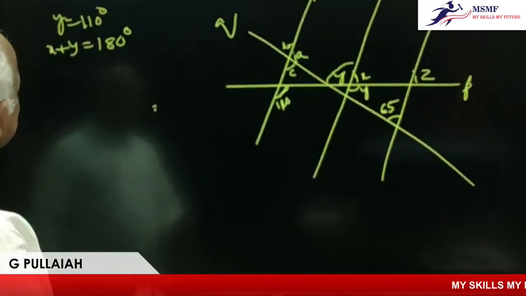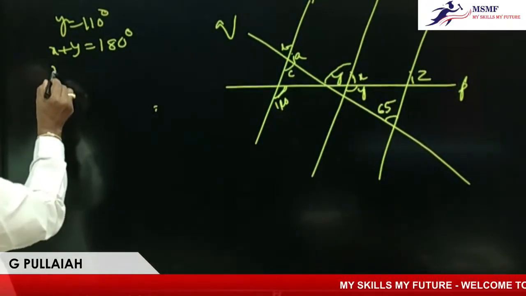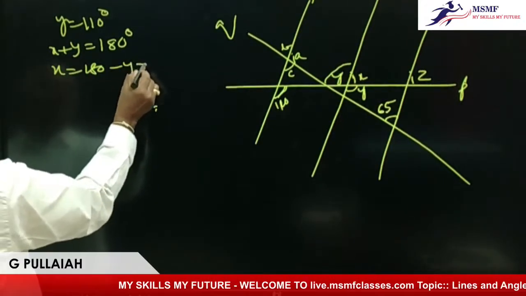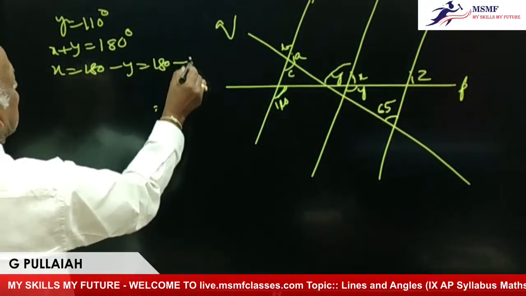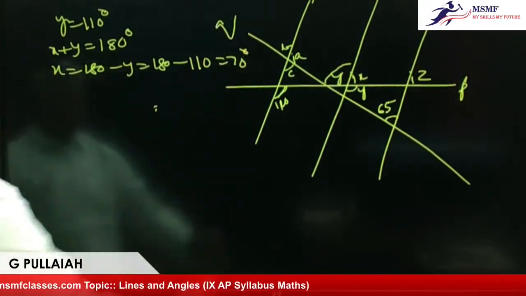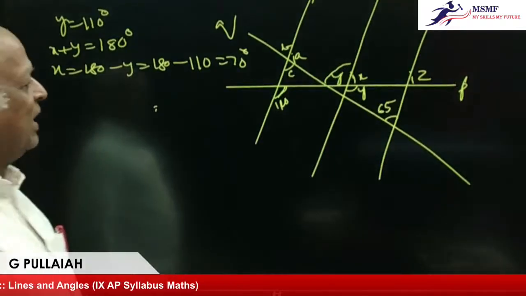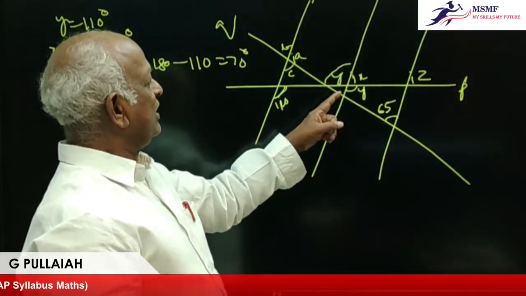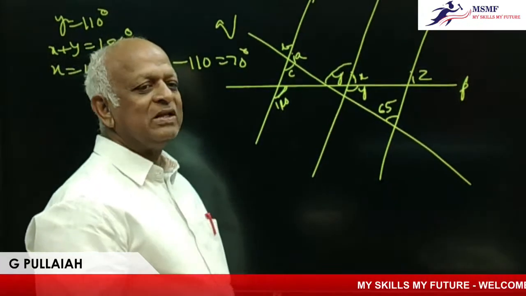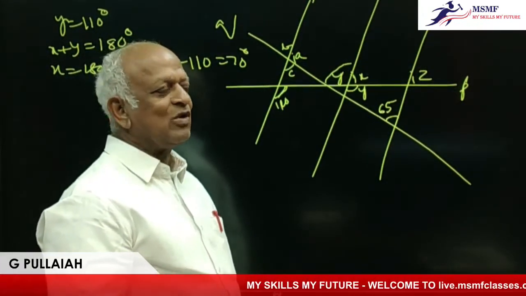If X plus Y is equal to 180 degrees, X is equal to 180 minus Y, that is 180 minus 110, which is equal to 70 degrees. Clear? So here Y is equal to 110, so X is equal to 70. Now let us go for Z.